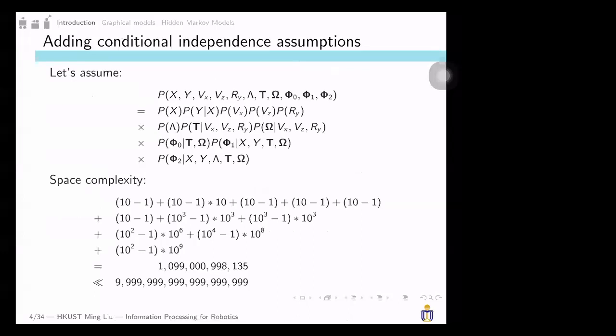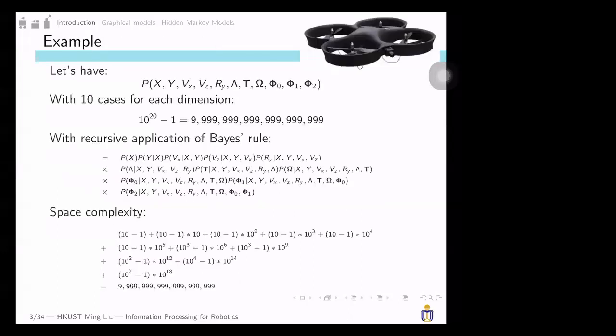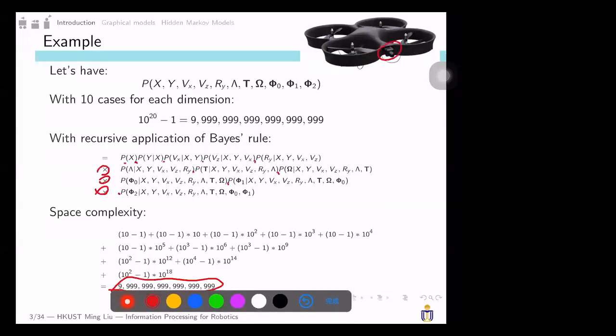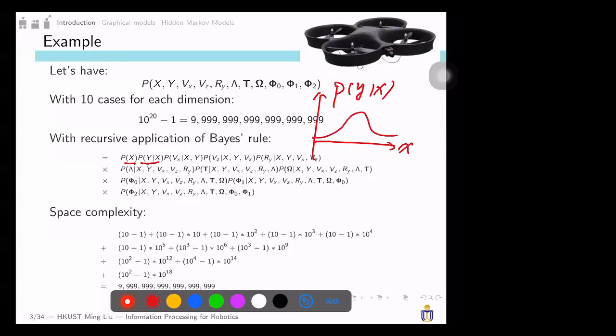We can assume, for example, some independency. Like in the previous page, you have the P(x) need to multiply with the P(y|x). Right. What is P(y|x)? P(y|x) is, if I give you this x value, then what's the probability of y given x, right? Finally, you get a distribution, right?